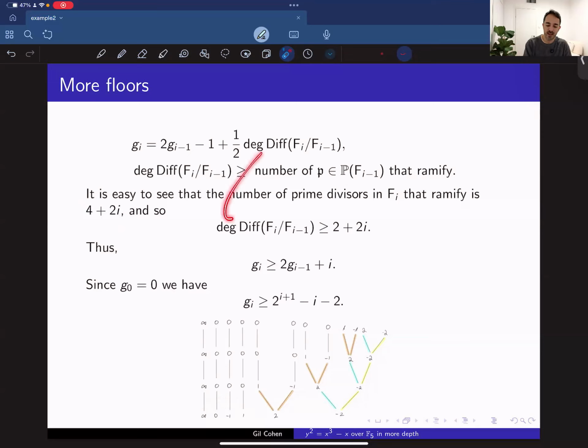And so plugging this back into the degree of the different, you get g_i is at least 2 g_{i-1} minus 1 plus half times 2 plus 2i, whatever. So it's 2 g_{i-1} minus 1 plus i. And solving using g_0 is 0, you get that g_i is exponential in i. So it's 2 to the i plus 1, maybe minus i minus 2, but generally it's 2 to the i plus 1. And that is without accounting even for the ramified places that are not rational places, which do affect the different.